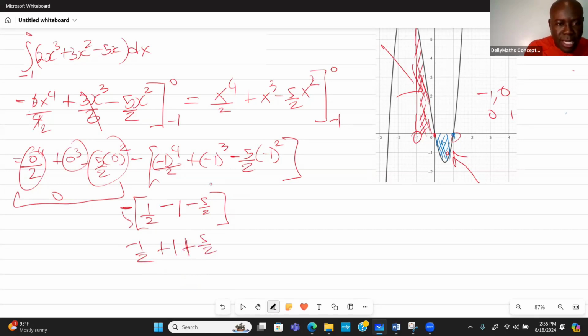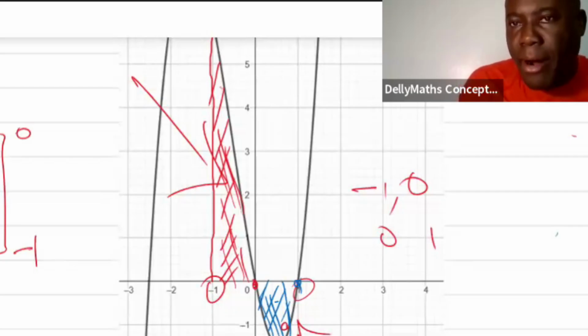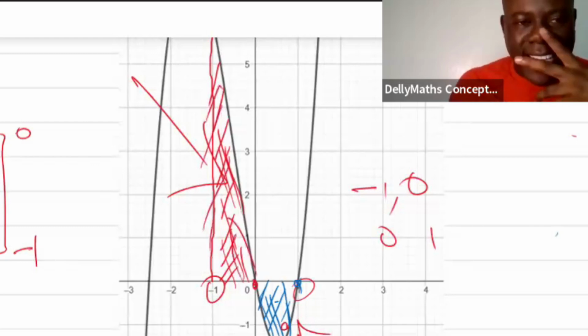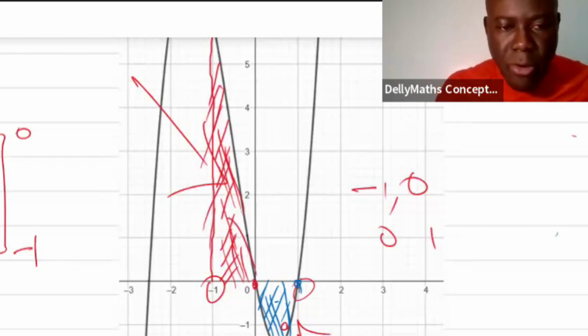And when we break this down, 5 over 2 and 1, this is basically 3.5. This part comes to 3.5 minus a half. So this is 3. And we were expecting to get a positive number. Why? Because it is this red part, which is above the x-axis. So remember, we're going to keep this in mind.